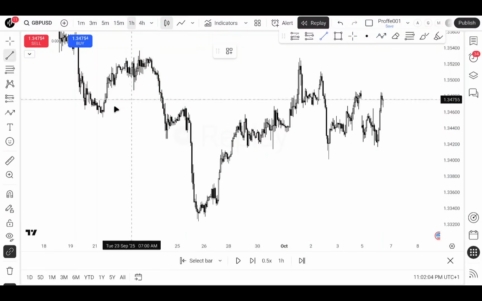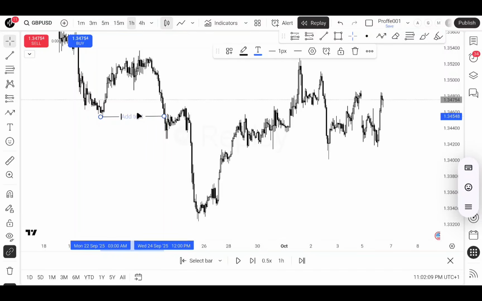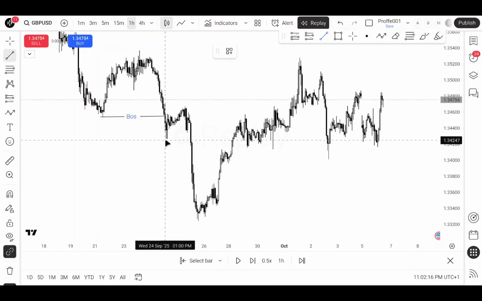Let's clearly mark out some of the structures that are going to help us to understand. This is a break of structure. This is another break of structure.